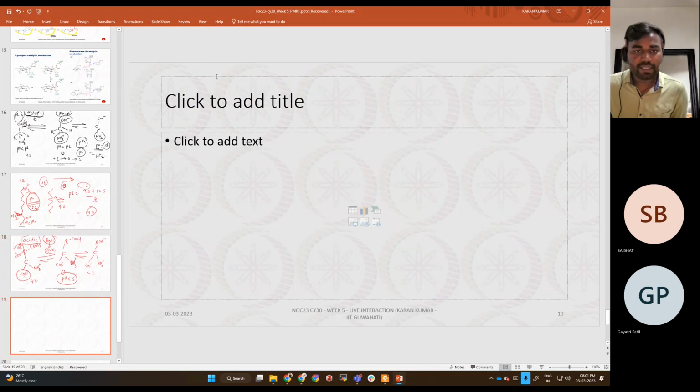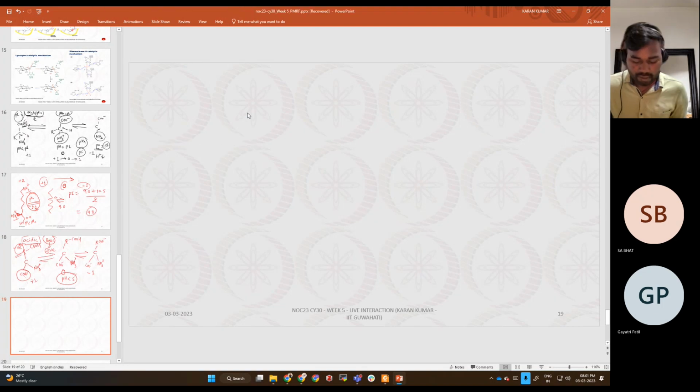Now coming to the thermodynamics-related questions. In these questions, you need to remember two equations. Delta G is equal to delta H minus T delta S. This is your first thermodynamic equation, which talks about the change in enthalpy, change in entropy, and change in free energy.